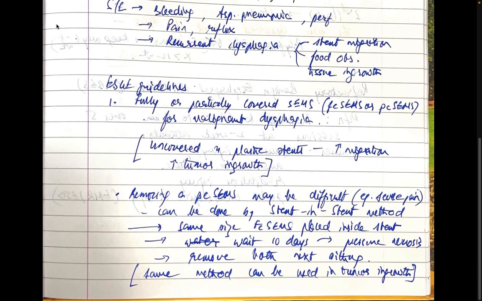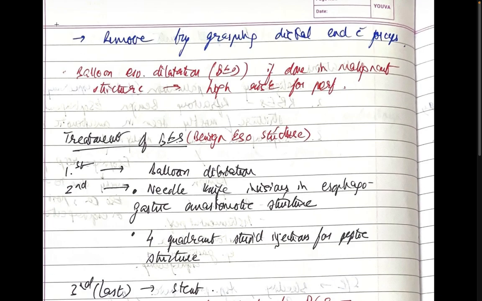Removing a PC stent can be difficult, but you need to remove it if the patient is having severe pain. This can be done by a stent-in-stent method. You put the same size FC SEMS inside the stent and you wait for 10 days. There is pressure necrosis around it, and it gets removed easily at the next sitting. The same method can be used if there is tumor ingrowth. You remove it by grasping the distal end of the SEMS with a forceps.